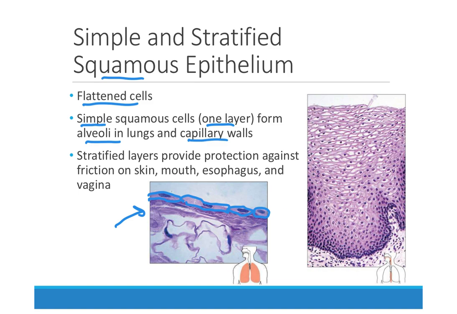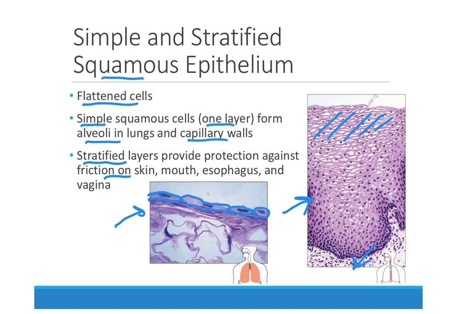When you have many layers of squamous cells, like we see here in an example from your skin, then they're called stratified layers. And these stratified layers provide protection against friction because you can lose these top layers here and not affect the more important tissue. And of course, there are no blood vessels in epithelial tissue, so blood vessels and nerves are down here in the lower levels in the dermis.